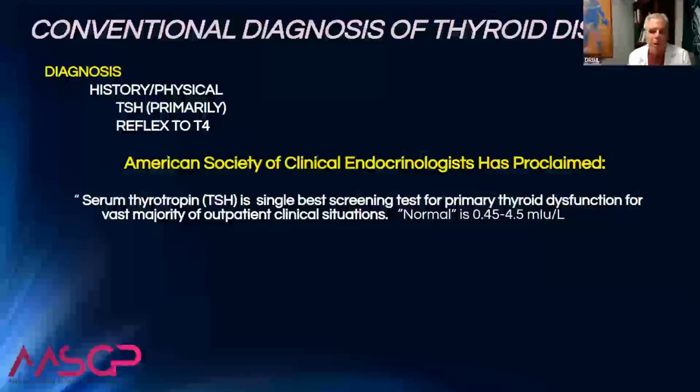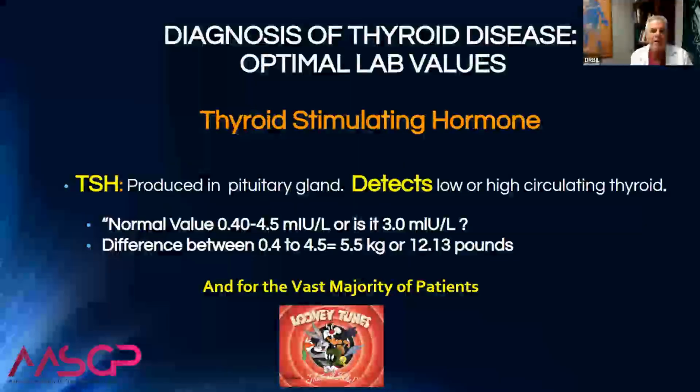Here's your workup. You do the history and physical. In the conventional model, you do a TSH. You may or may not, quote unquote, reflex to T4. According to the American Society of Clinical Endocrinologists, the TSH is the single best screening test for thyroid dysfunction for the majority of patients. Normal is 0.45 to 4.5 microinternational units per liter. The TSH, like I mentioned before, is produced in the pituitary gland, and it's your detective. It detects high or low circulating thyroid.